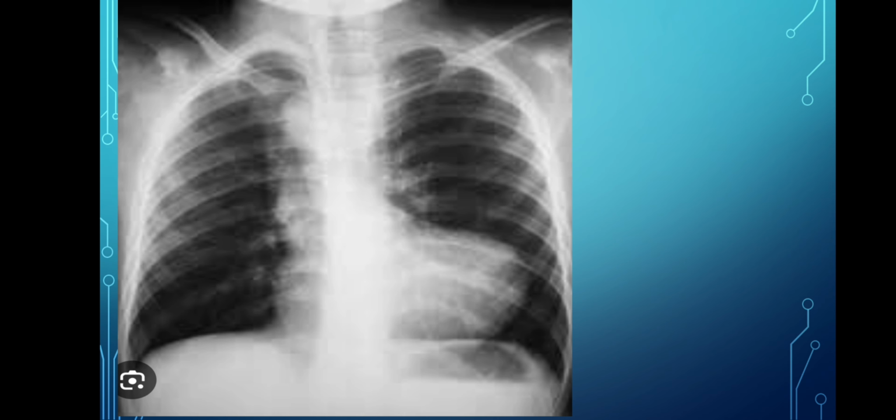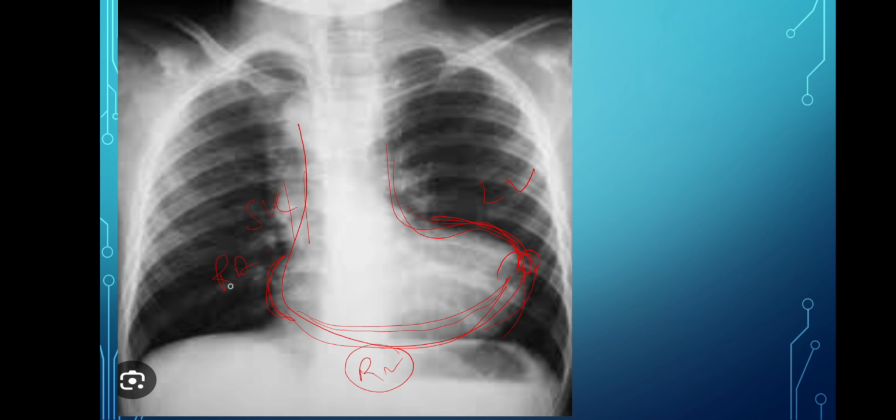Now this is a diagram of chest showing boot-shaped heart. Why? Because of the right ventricular hypertrophy. As I say, cardiac shadow. This is the right atrium. This is SVC. This is left ventricle. This is apex. This is right ventricle. As the right ventricle is getting hypertrophied, the apex is getting upwards. So it looks like a boot-shaped heart.